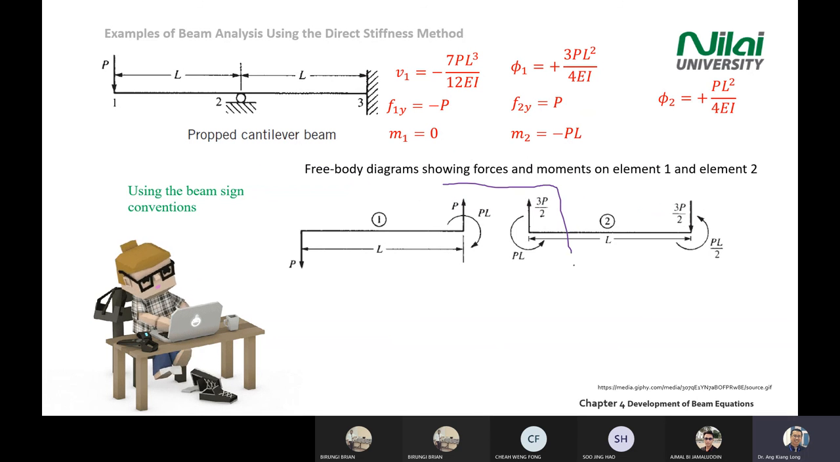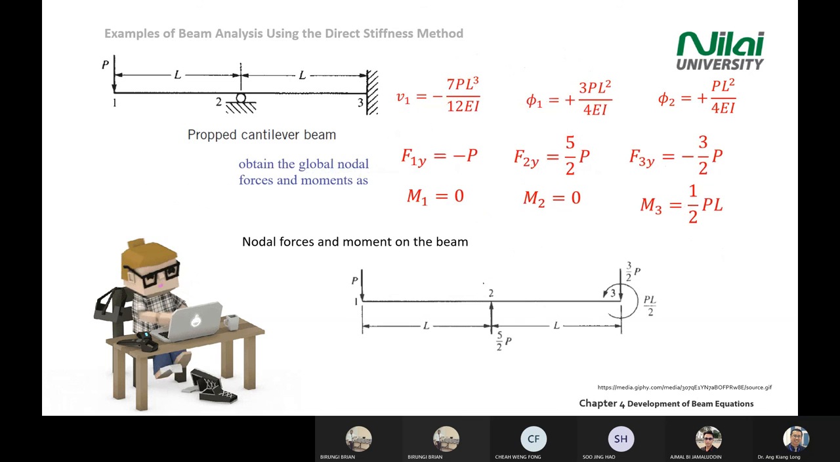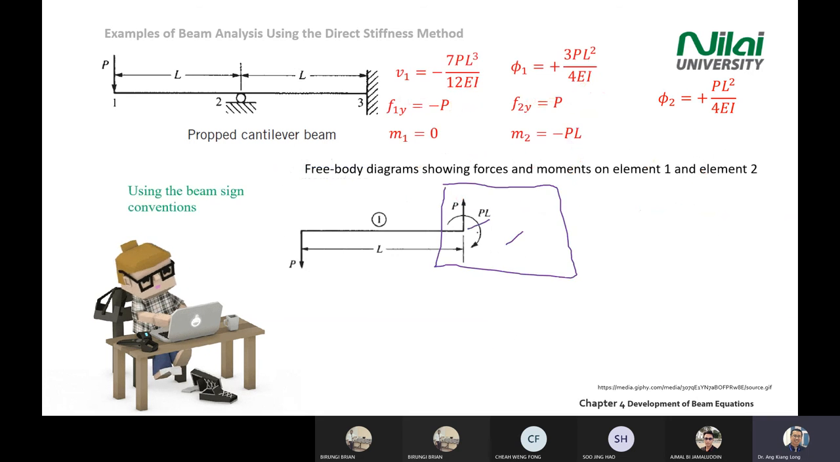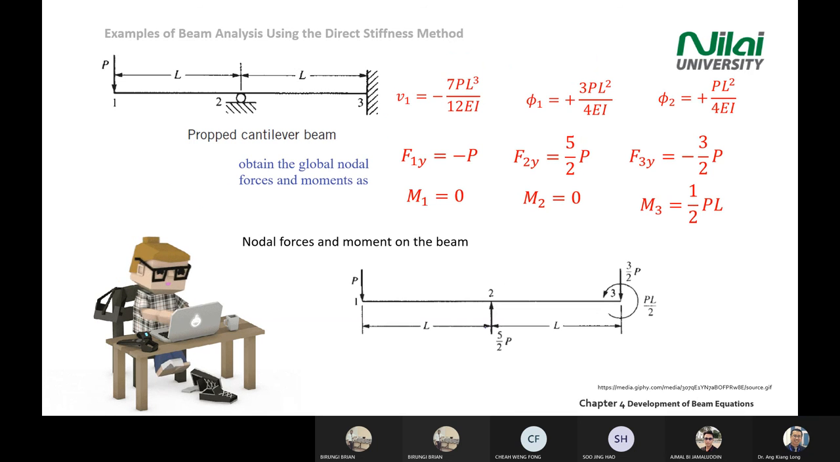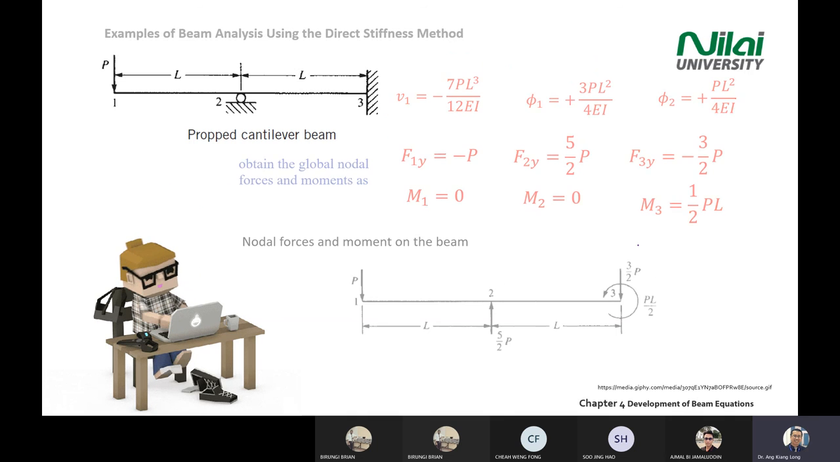Combining means you need to focus on this area. For example, this one combined with this one cancel when you draw the full diagram. That's why in this diagram you do not see a moment at point 2. And there's a 5 over 2 P here because you combine this one and this one. You get 5 over 2 P in this diagram. Same with this one.